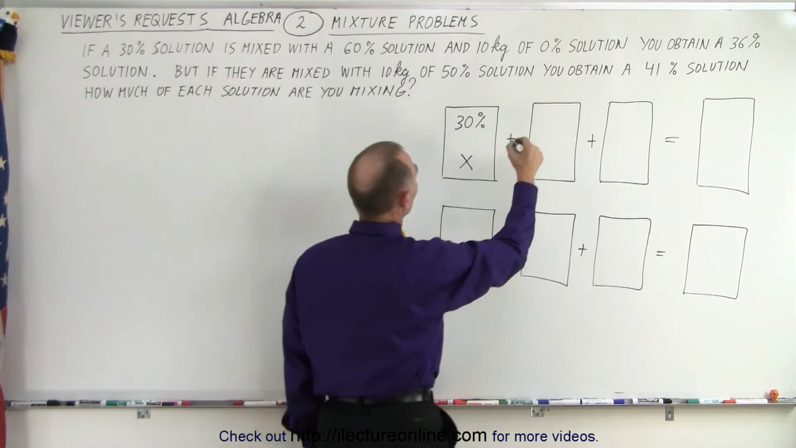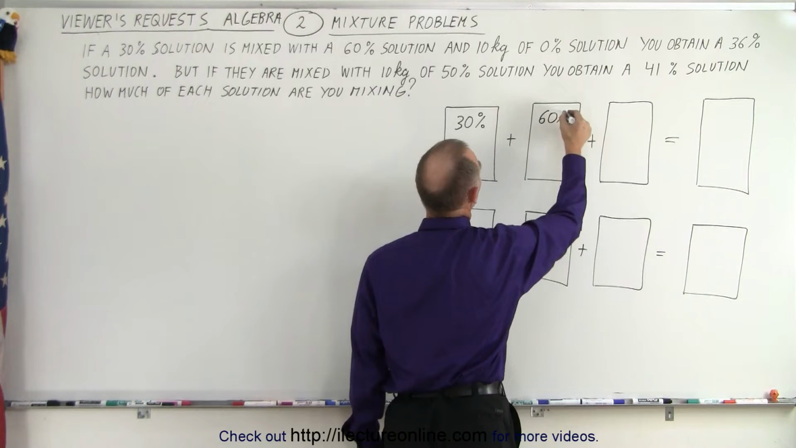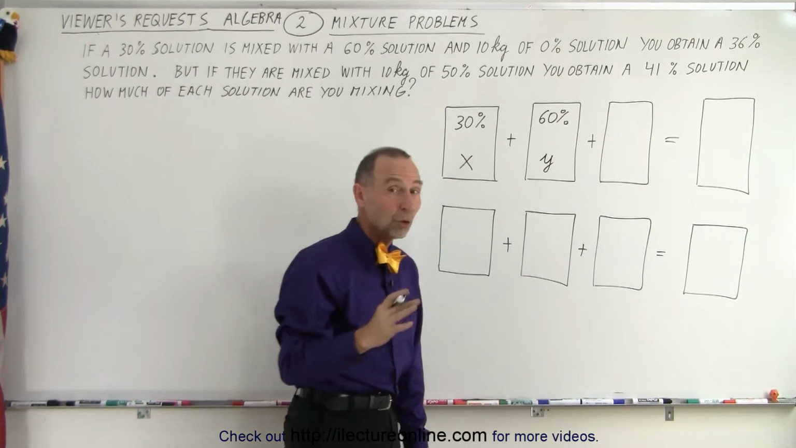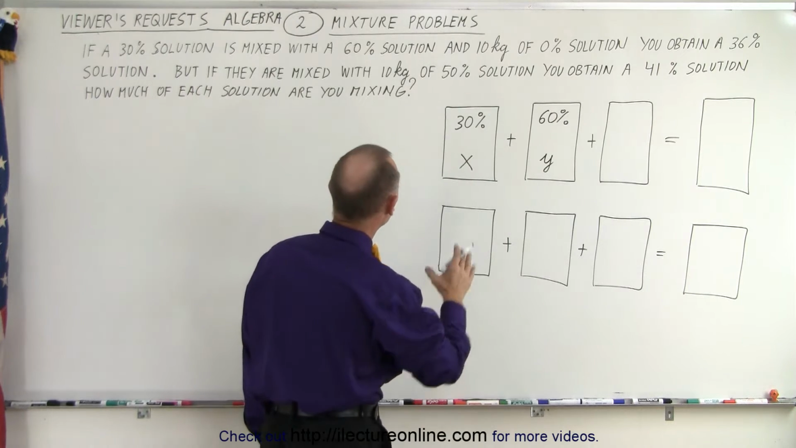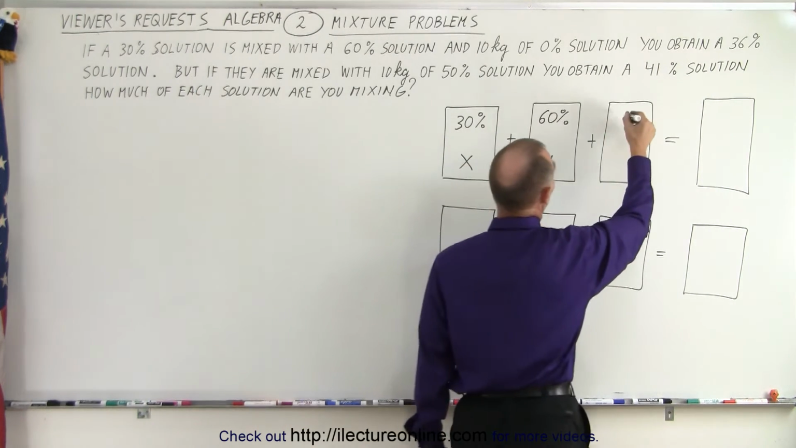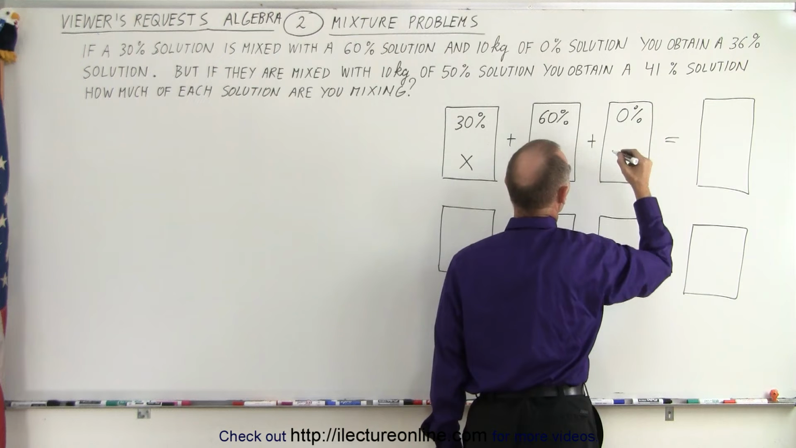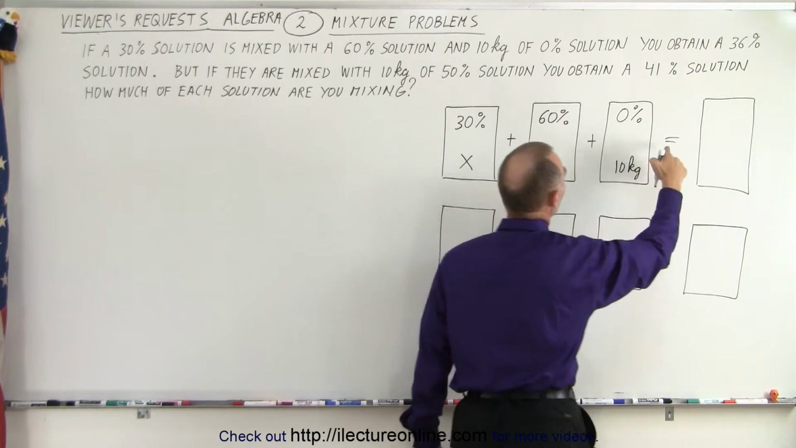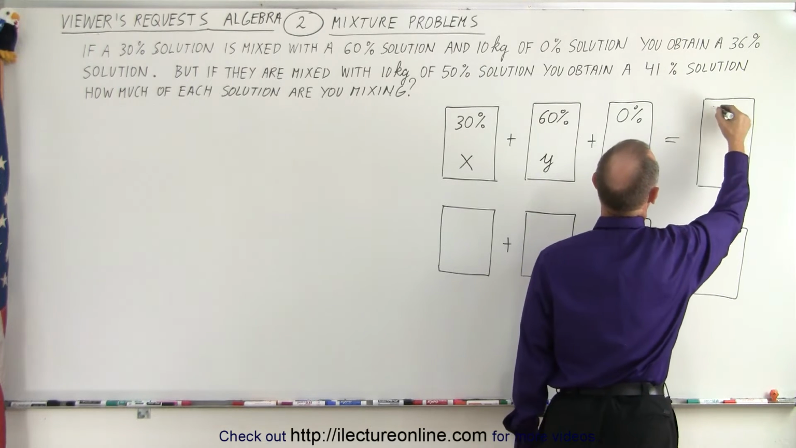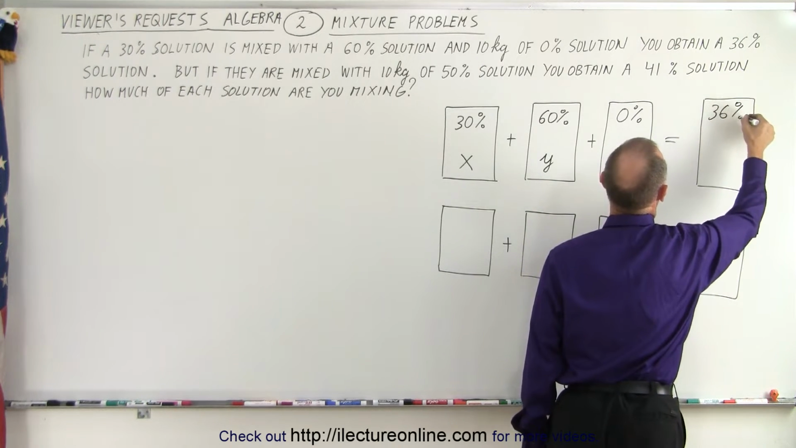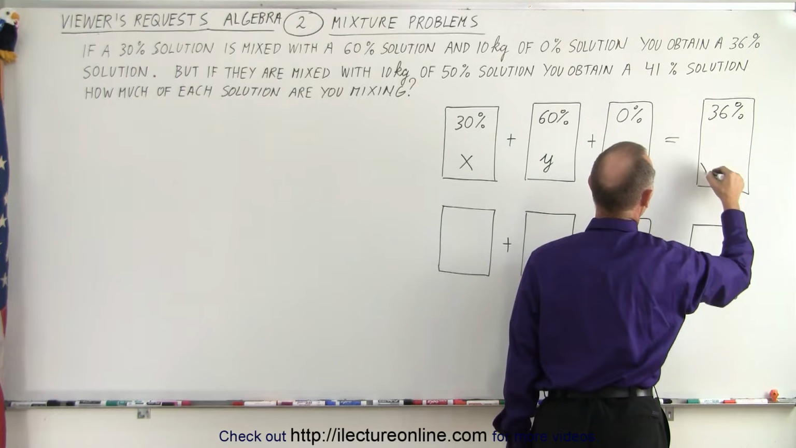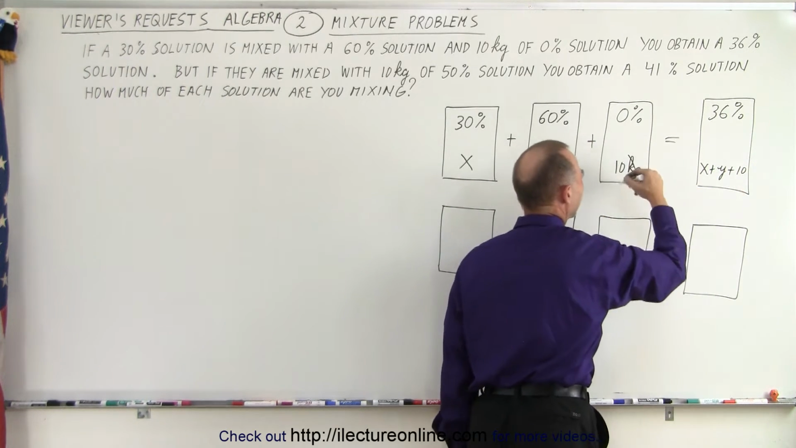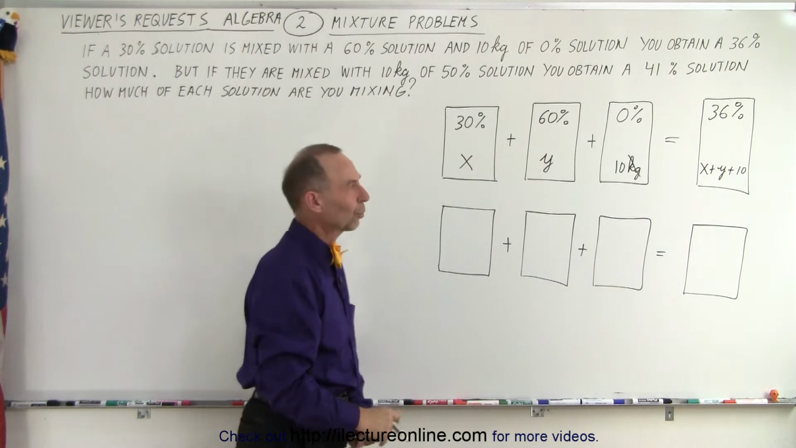Then for the second box, we have a 60% solution, and we don't know how much, so we'll call that y. So we already have two unknowns here. And then finally, we have a third solution. This is a 0% solution, but they do tell us how much. It's 10 kilograms. And then we end up with a 36% solution, and the total amount of the total solution will be x plus y plus 10. And let's not just write the kilograms just to keep it clean and easy to work with.